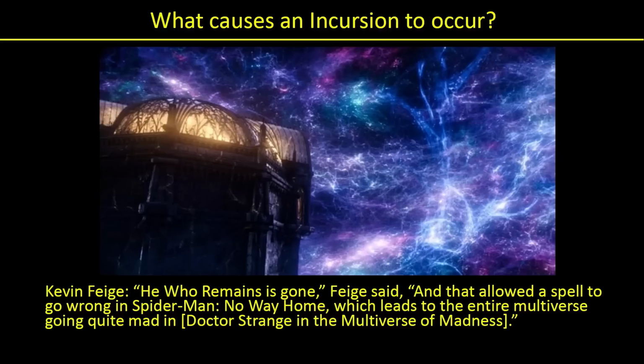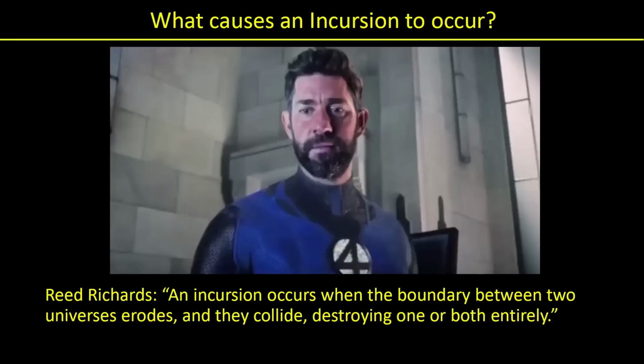But I think really the most important thing is the reason his spell went wrong is because the boundaries between the timelines were messed up. And before that, they weren't messed up. You had a multiverse, but they weren't overlapping. So again, let's talk about these incursions.